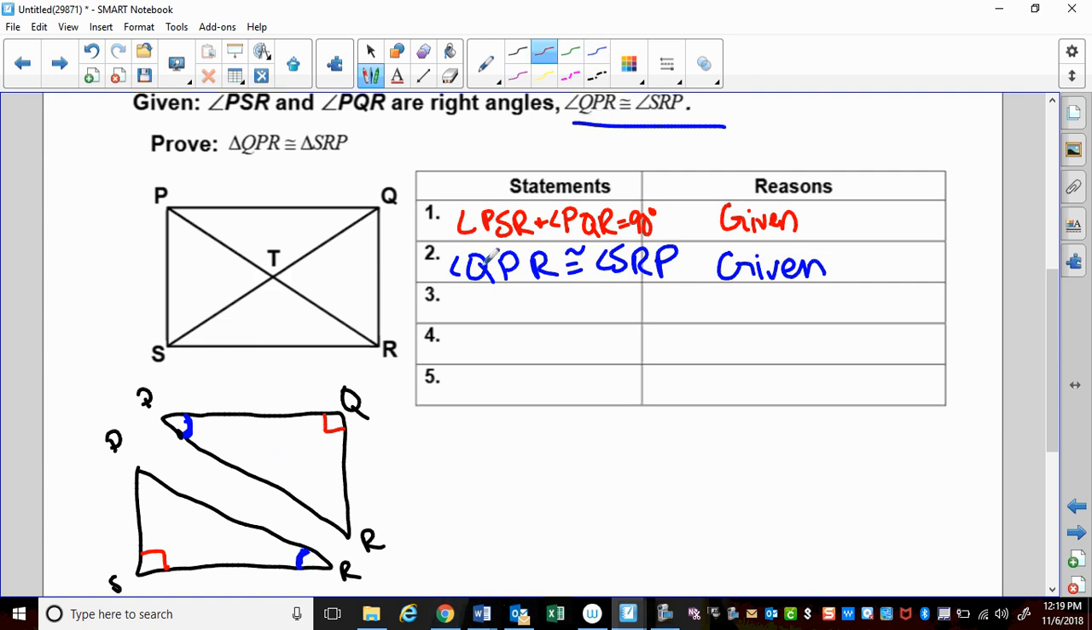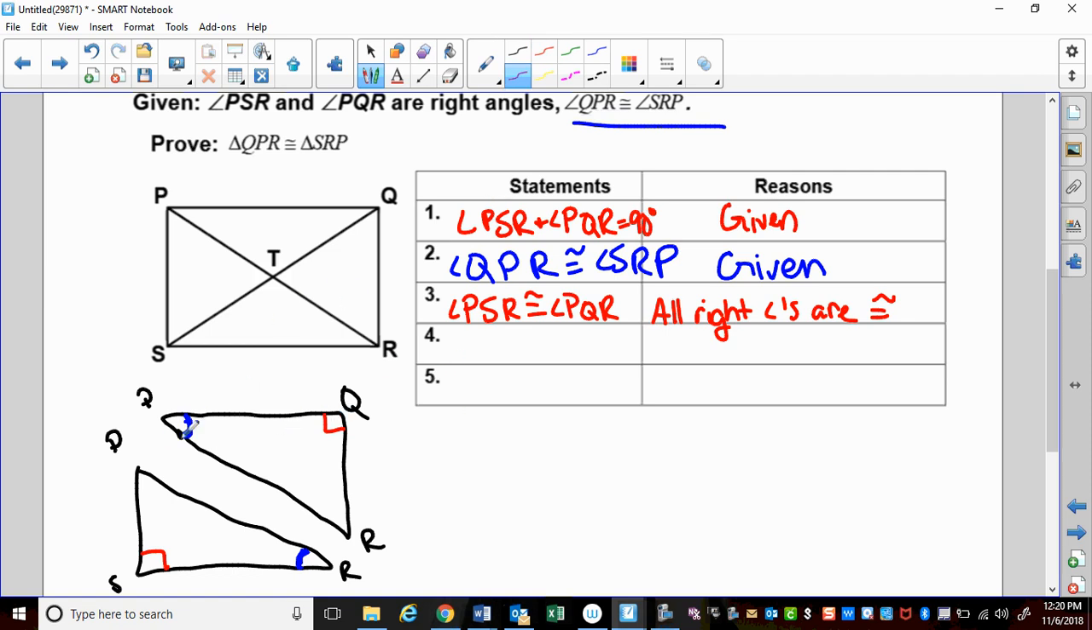We really should say that angle Q and angle S are congruent to one another. So I'm going to say this angle PSR is congruent to angle PQR. And my reason is all 90-degree angles are congruent. If this one is 90 and this one is 90, that means that they're congruent because they're right angles. Okay, and now I need one more thing.